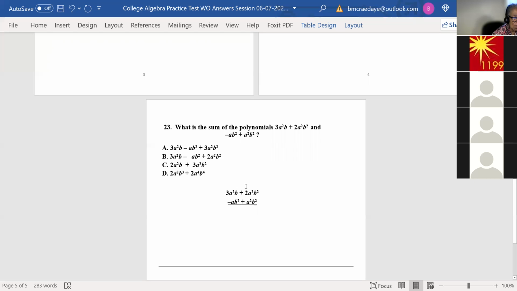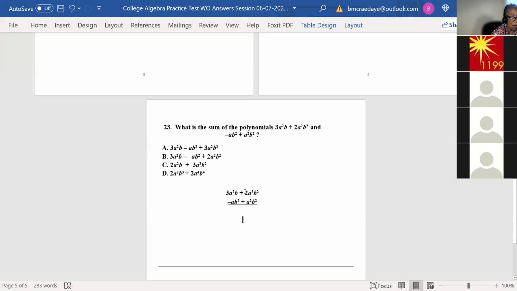2a squared and b squared. Oh yeah, 2, plus not 3. 2a squared b, yeah, plus a squared b squared. Which one do you want to add first? So if you add, 3a squared and b squared.